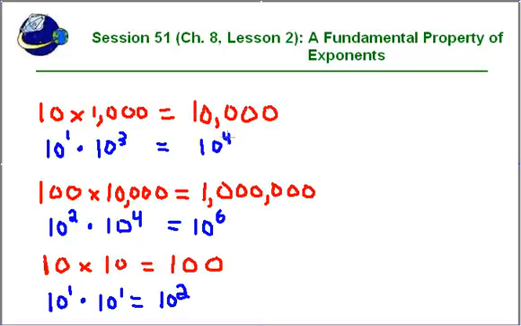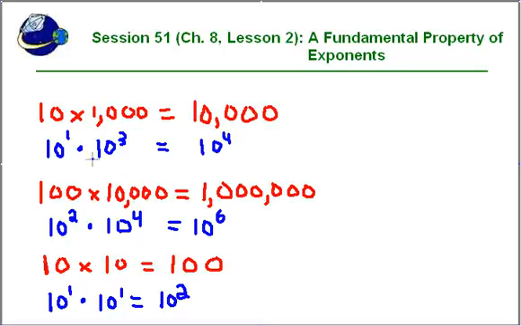Well, the exponent that you end up with is actually the other two exponents added together. Here we have a problem: 10 to the first times 10 to the third. We have the same base in both. The base is 10. The same base is being raised to an exponent of 1 here and to an exponent of 3 here, and the resulting answer gives us 10 raised to the fourth power. Down here, 10 raised to the second times 10 raised to the fourth gives us 10 to the sixth. And in the last one, 10 to the first times 10 to the first equals 10 to the second.